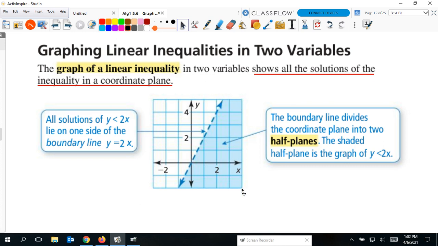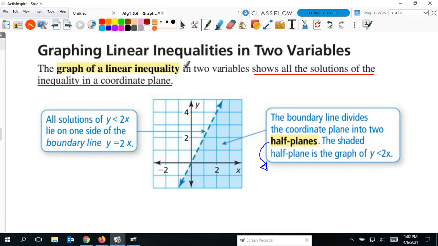And what we see in our next vocabulary is this thing that says half plane. So the half plane, what should you write down for half plane? You can see it says here that the boundary line divides the coordinate plane into 2 half planes, and the shaded half plane is the graph of the inequality. So here's what you would want to write for a half plane here. I'll put it down maybe below here.